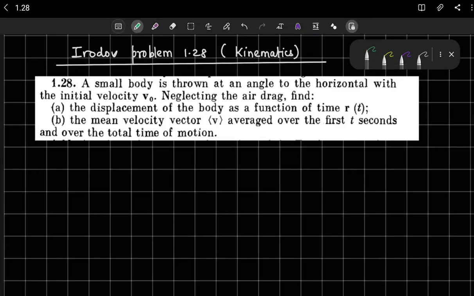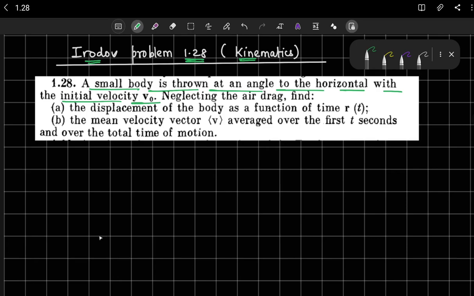Hello everyone. In this video we are going to solve problem number 1.28 from Irodov, and that is related to kinematics. So let us first read out the problem and then we will solve the problem step by step. A small body is thrown at an angle to the horizontal with the initial velocity v0.